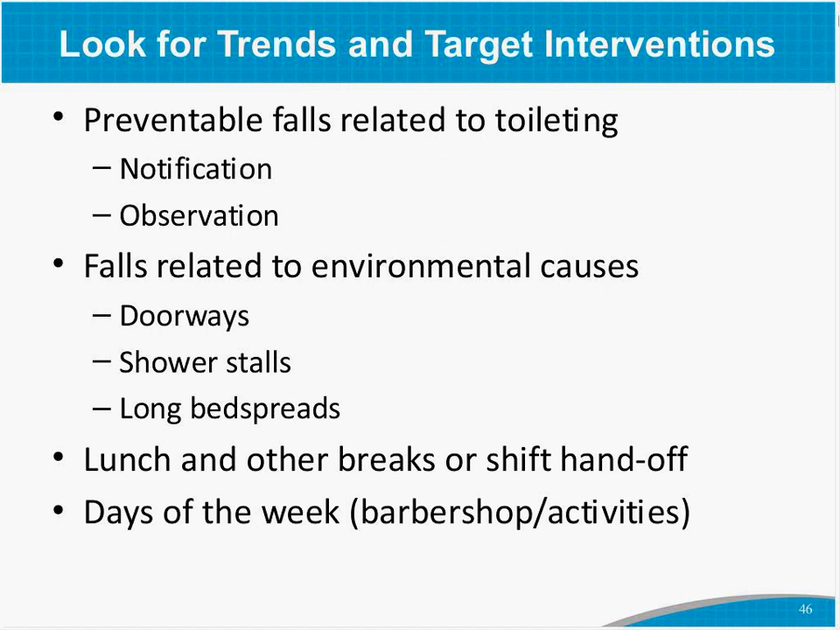We want you to look for trends and targeted interventions. Go after preventable falls related to toileting, the notification of this, observation of it. Falls related to environmental issues. Are they doorways, shower stalls, long bedspreads? And making sure that if you're making beds and you've got a safe exit side, that you put the longer sheet and the spread, the longer side, on the other side, where they're not getting up out of.